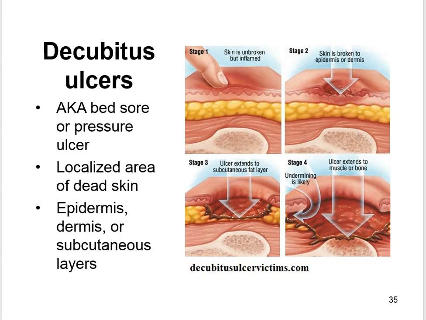We are going to start the second part of the integumentary system with decubitus ulcers. These are also known as bed sores or pressure ulcers. It's a localized area of dead skin. You can find it in the epidermis, dermis, or subcutaneous layers. They are caused by an impairment of the blood supply to the affected area as a result of persistent pressure against the skin surface. And we're going to talk about each one of these individually.